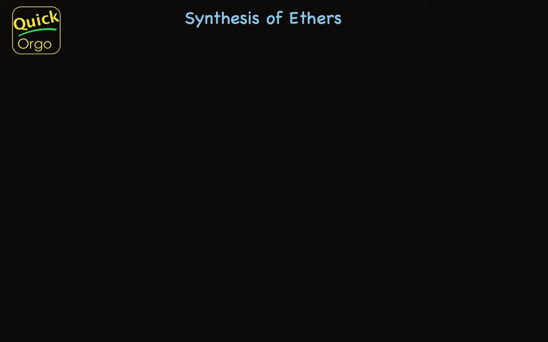There are two key ways to make ethers that I want to talk about. One is much more widely used than the other, so let's talk about it first. The approach is used when one of the alkyl groups attached to oxygen can come from a primary halide.